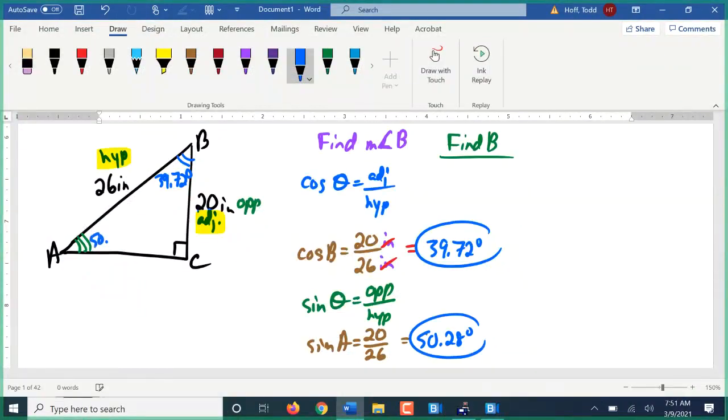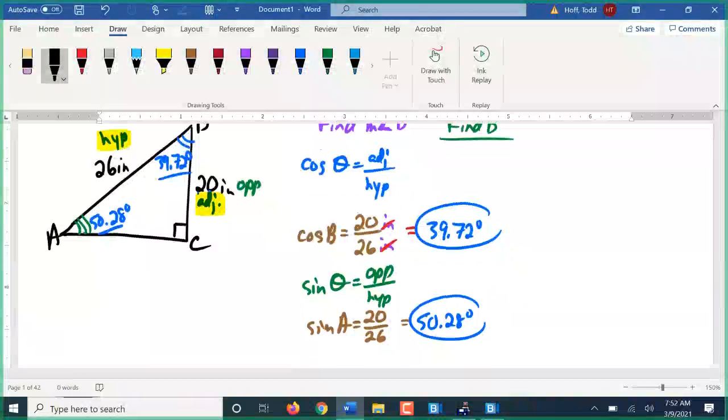This is 50.28 degrees. And those two angles do add up to 90, so it does come out to my total of 180 for the triangle. That is finding a missing angle on our triangle given the sides.